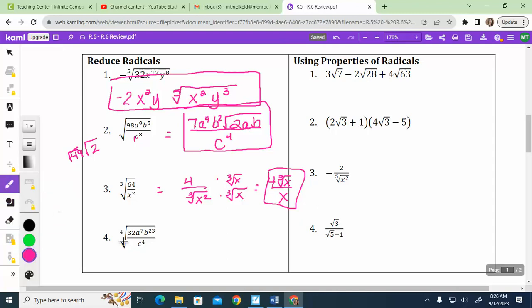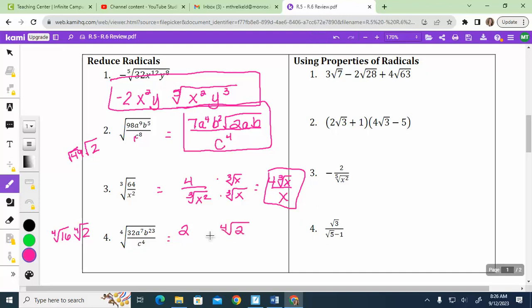Fourth one. Fourth root of 32. Is there a perfect fourth root of 32? No. But we could break it into 16 and 2. What's the fourth root of 16? 2. So 2 comes out and the 2 stays underneath.